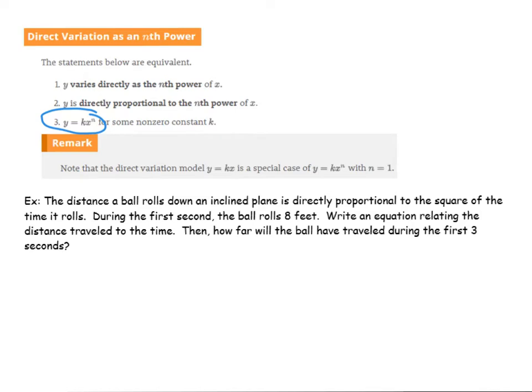Okay, ball rolls down an inclined plane, directly proportional, right? Which again, when you see that, think x goes up, y goes up, to the square of the time it rolls. Okay, so here's basically what is going on. My general form is going to be like this: y equals kx squared. Okay, and I'm going to stick with x and y just because, but I could easily have changed the names here.